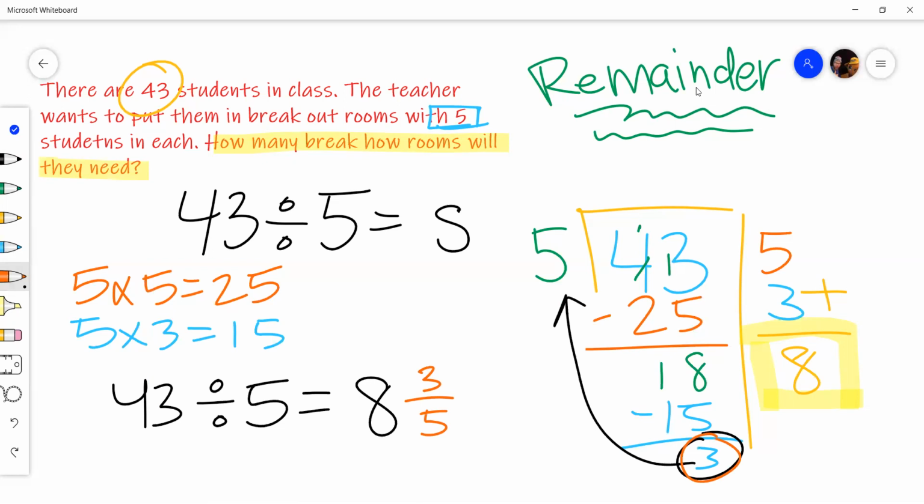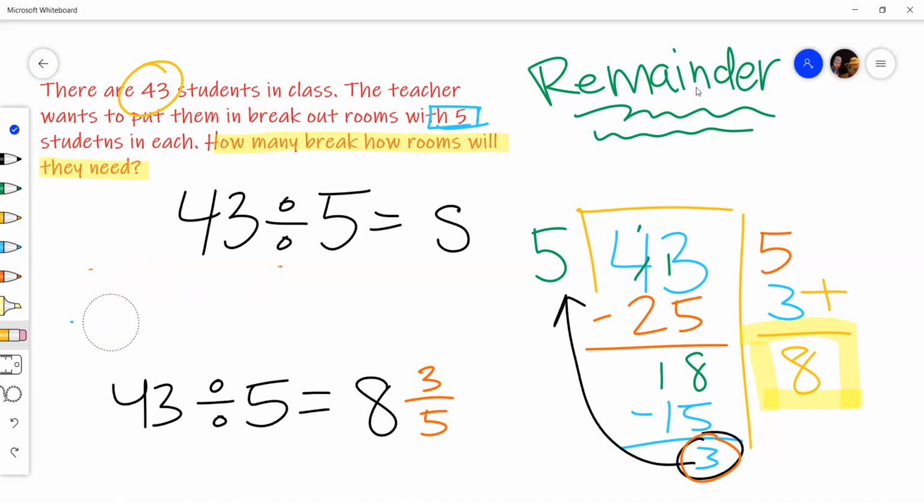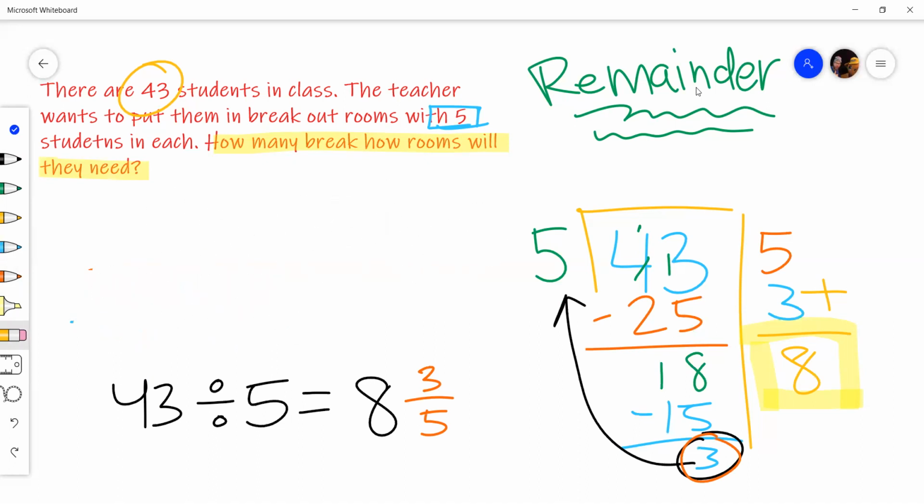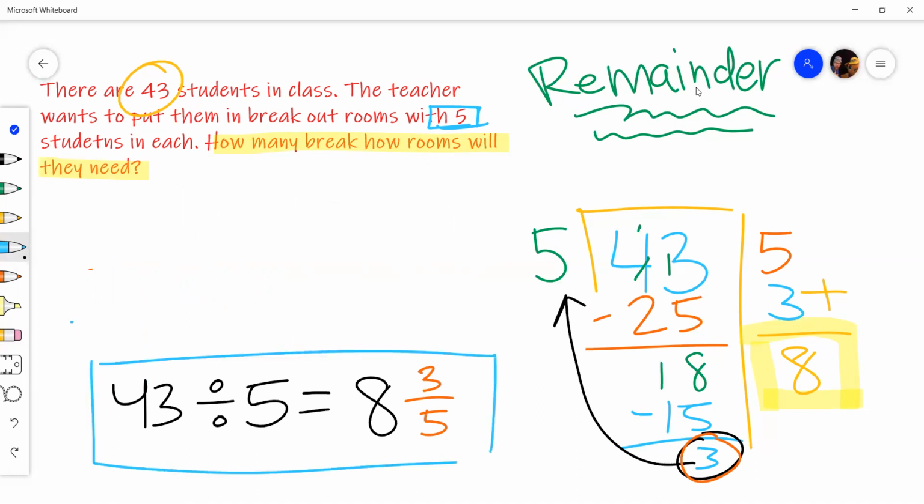But now we're going to have to go back and say to ourselves, all right, how does this help us answer the question? So I'm going to delete these things so we have some more space to work. This is our answer. Or if you will, this is our solution. This is the numerical value. So when we take 43 and we divide it by 5, we end up with 8 and 3 out of 5 left over. But the question says, how many breakout rooms will we need?